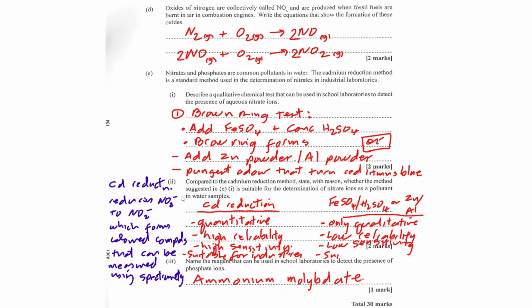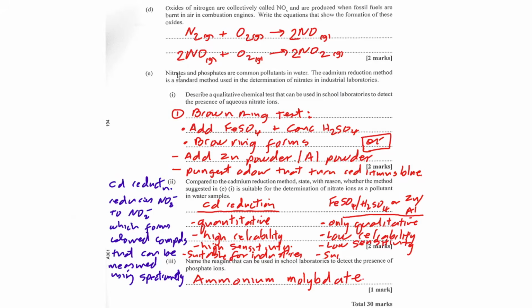Part D. Oxides of nitrogen are collectively called NOx, which is nitrous oxides, and are produced when fossil fuels are burnt in air in combustion engines. Write the equations that show the formation of these oxides. So the first one is N2 plus O2 produces NO, and you balance the equation, and they're all gases. And then the NO will be oxidized further to NO2. Again, balance the equation along with the state symbols, and they are all gases.